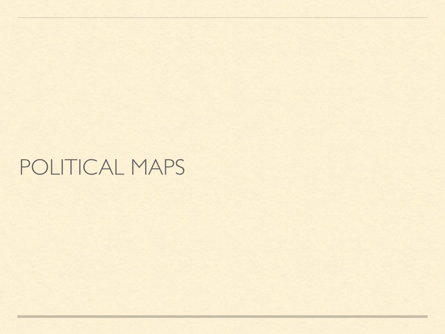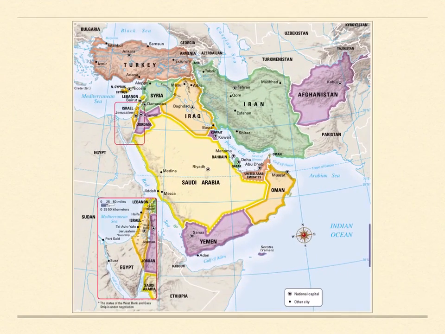Political maps. Here's a political map of Southwest Asia. You should pause here and identify some of the major countries in the region. Many of them you hear in the news nowadays. Countries like Afghanistan, Iran, Iraq, Turkey, Saudi Arabia. On the inset map, you can see the tiny country of Israel.